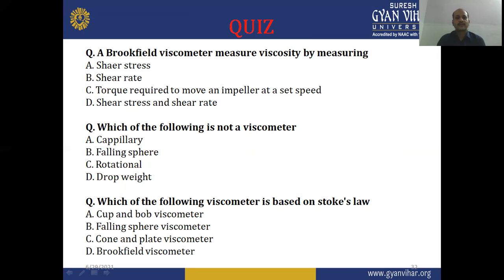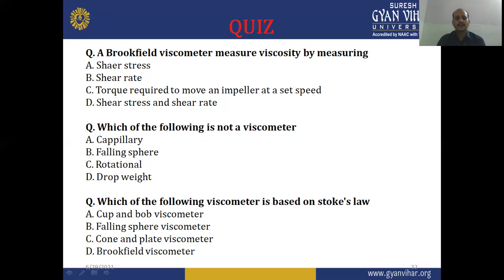Second question is, which of the following is not a viscometer? A is capillary, B is falling sphere, C is rotational, and D is drop weight. So you have to tick the correct option, which is not a viscometer. The next question is, which of the following viscometers is based on Stokes' law? So we have to pick the correct option.